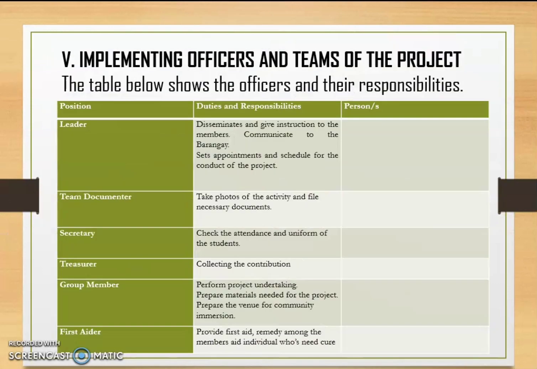This is the example of implementing officers. So, meron dyang leader, team documenter, secretary, treasurer, group member, first aider. Dito naman sa persons, dapat yung name nyo ay capital letters.